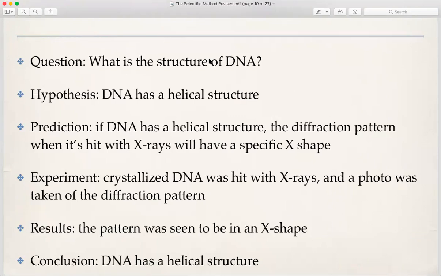And the testable consequence of that is the diffraction pattern, which, if you guys have ever taken physics or anything like that, you know is similar to the shadow when it's hit with some form of radiation. And specifically when it's hit with X-rays, it's going to have a specific X shape, right? And they came up with this prediction because of various knowledge that they had with how diffraction patterns work and how certain structures have certain patterns.